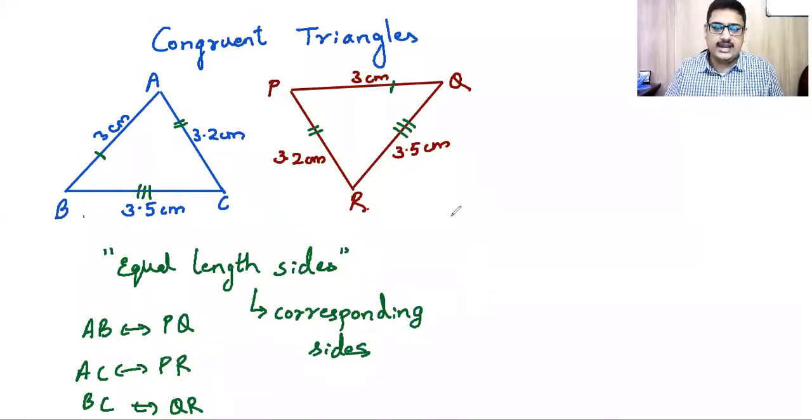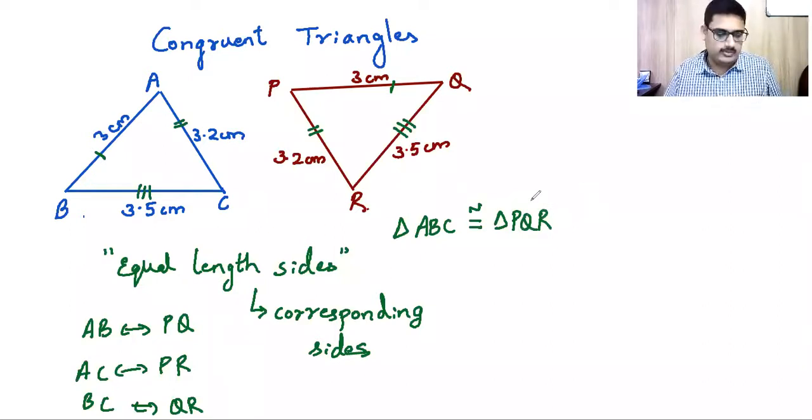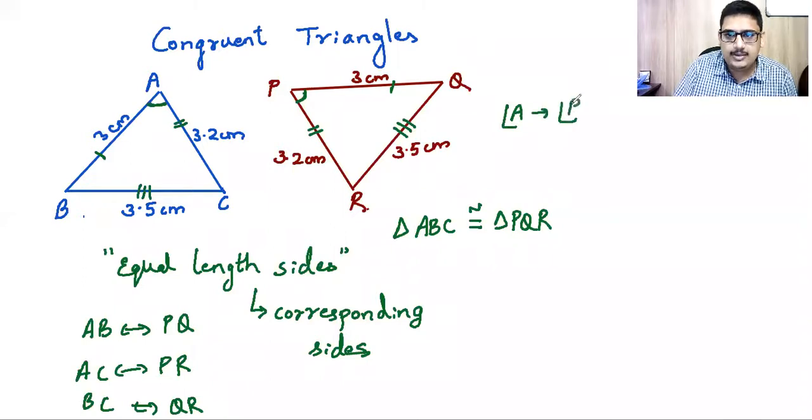So now I can say that triangle ABC is congruent to triangle PQR based on all 3 sides being equal. Now, lengths 3 and 3.2 are binding this angle. Observe, students, this is very important from the angle point of view: 3 and 3.2 centimeters. This is the 3 centimeter line, this is the 3.2 centimeter line. That means this angle. So I have to write that angle A corresponds to angle P.